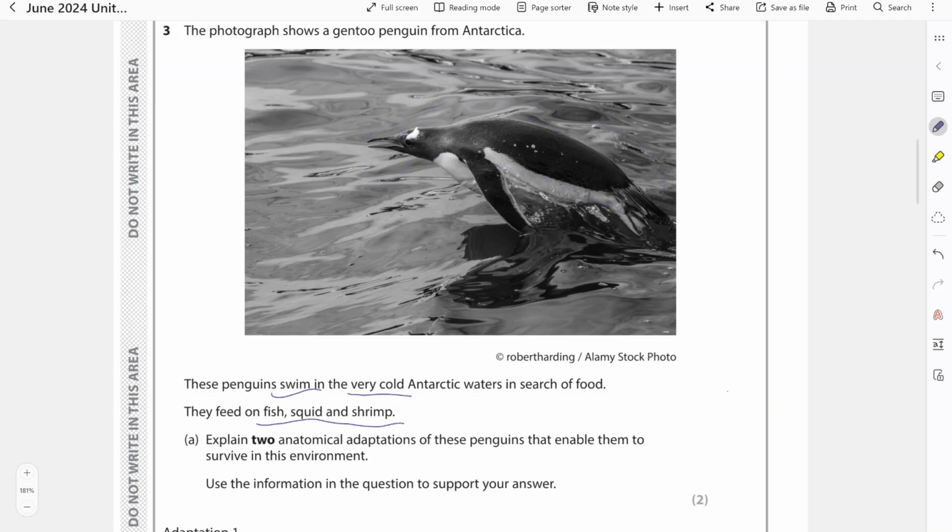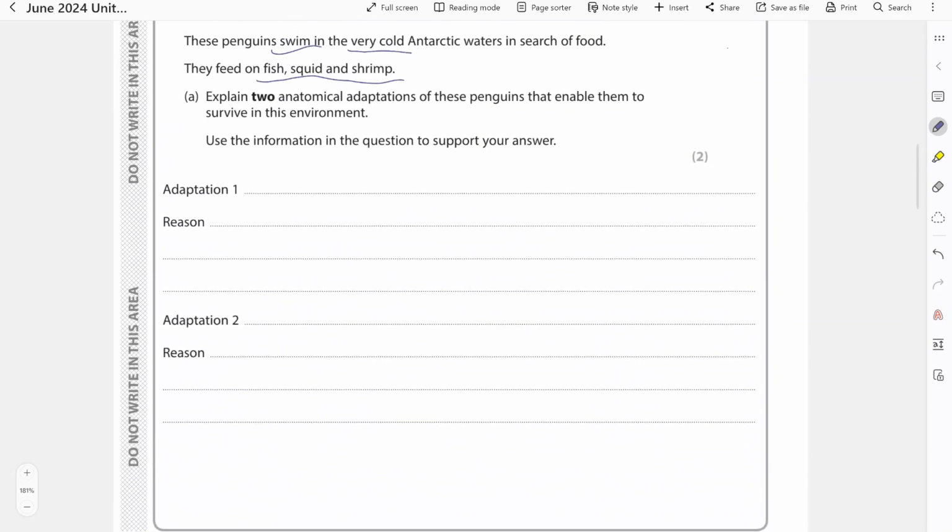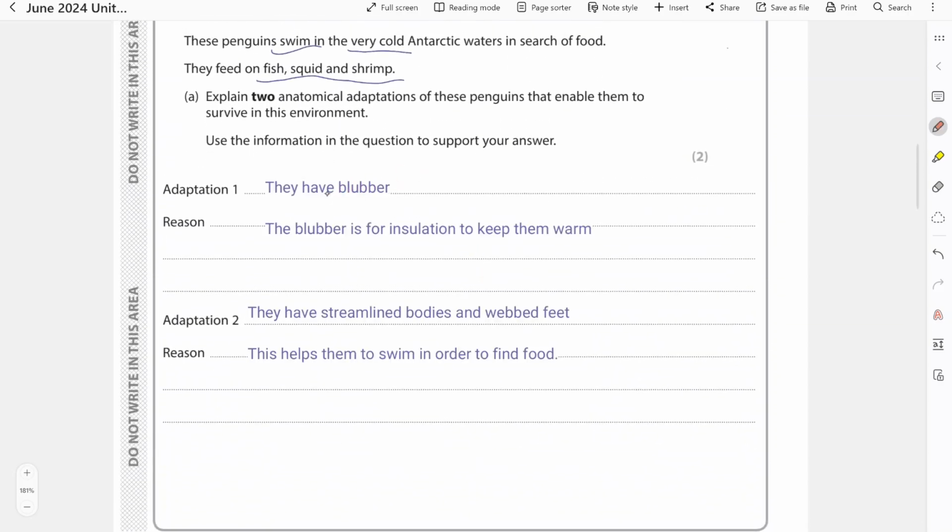Okay, so I'm going to scroll to this part and answer this question. Okay, this is what I wrote. They've got blubber, and that acts as insulation to keep them warm. So this would be considered 1 mark. And streamlined bodies and webbed feet, you can mention one or the other, and that helps them to swim. All right, that would be the 2nd mark.